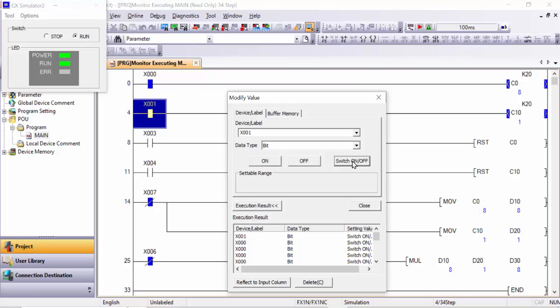So I give some value at the D20, and you can see, for example, the value 2 comes at the D20, and you can see the answer. 8 multiplied by 2, the answer is 16. And again I will give some value, for example 3. 8 multiplied by 3 is 24. And again if I give the value, 8 multiplied by 4, the answer is 32.